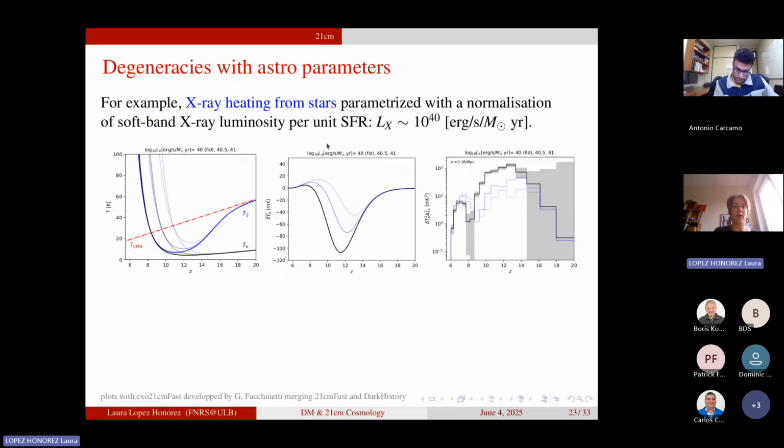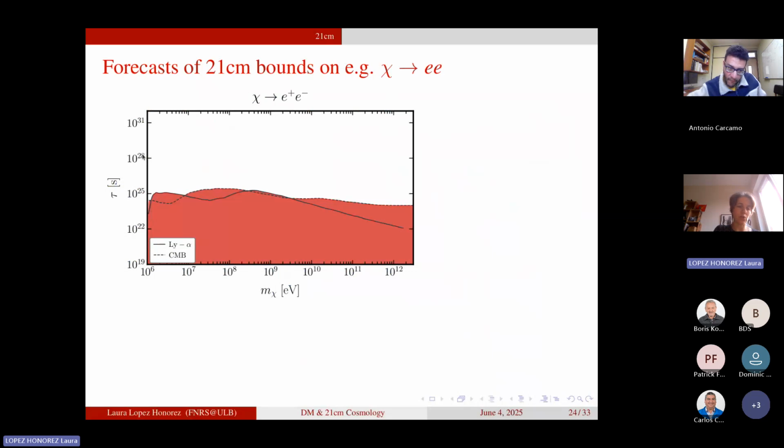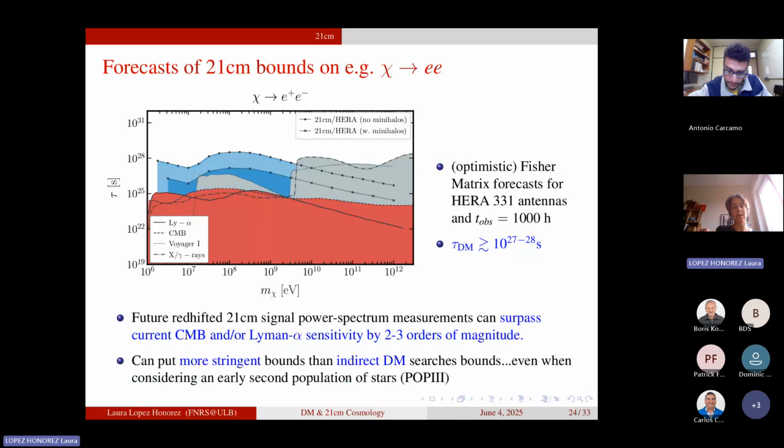Obviously, you have to be careful. You have astrophysics that can do a similar effect, by changing the X-ray heating. But it's possible to disentangle the different effects. We did a Fisher matrix analysis in order to show the bounds in the plane lifetime versus mass of the dark matter. These are existing CMB bounds, cosmology bounds, sorry. And these are the forecasted bounds we get for HERA with 1,000 hours of observation. What you see is that you can essentially improve the constraints by up to 2 orders of magnitude within the setup we considered. Now, by changing astrophysics, you can change this by 1 order of magnitude, but still you can become more constraining than existing indirect detection searches, represented in gray, for masses below a few MeV.